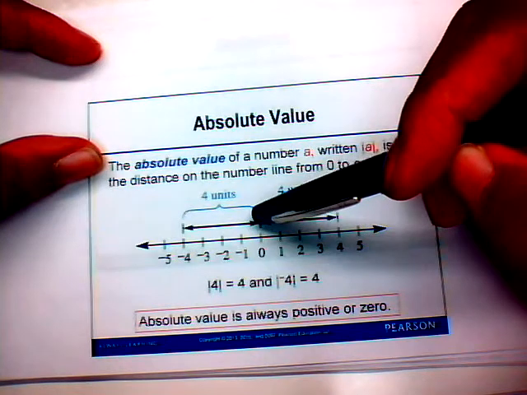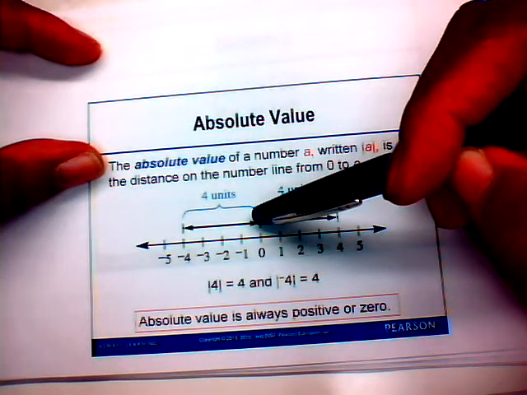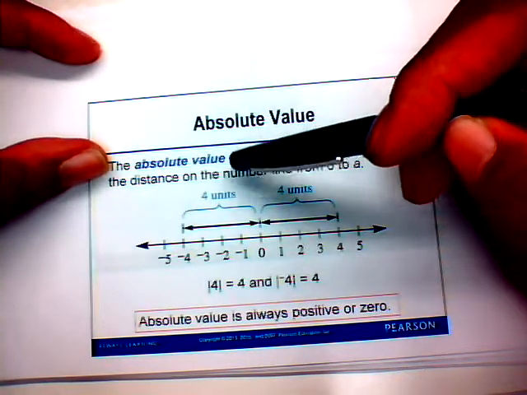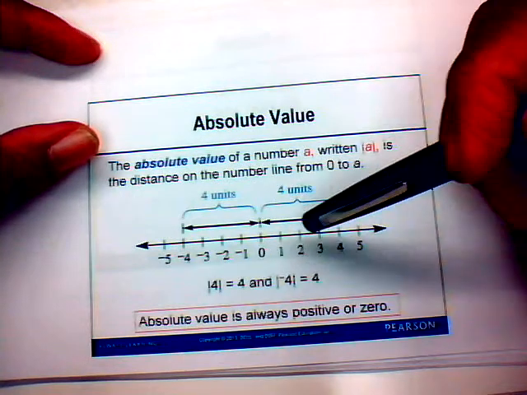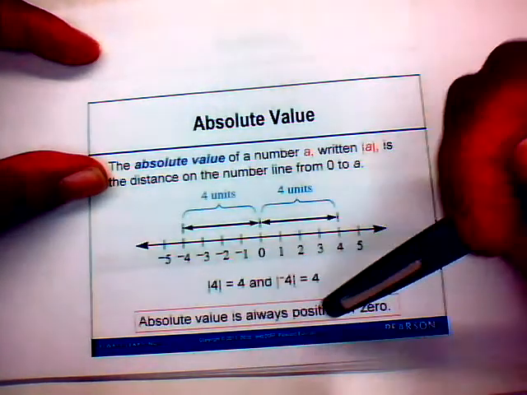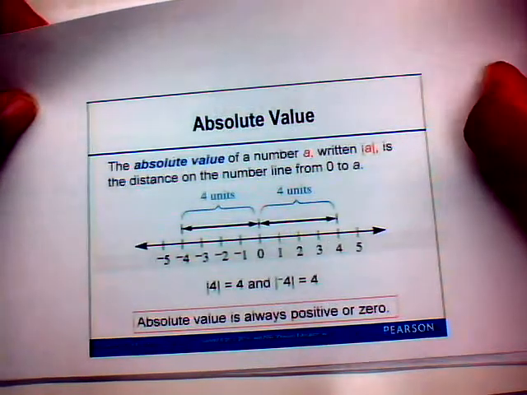Here the distance is always going to be positive or 0. It's never going to be negative, because the definition of absolute value is the distance. So distance is always positive or 0.